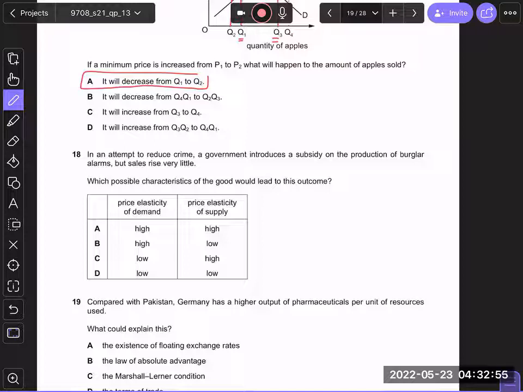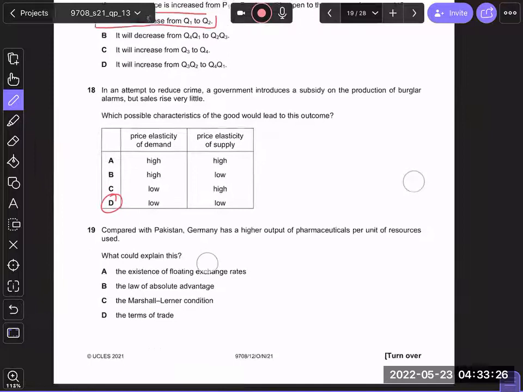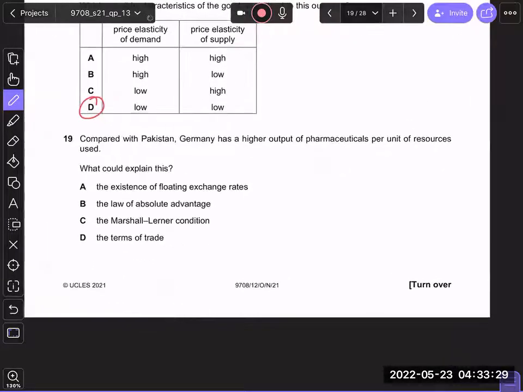In which scenario is this possible? Most likely to be possible. या डी. PED भी आपकी इनइलास्टिक हो और PES भी इनइलास्टिक हो. जब दोनों इनइलास्टिक होंगे तो सब्सिडी will be ineffective in increasing quantity.